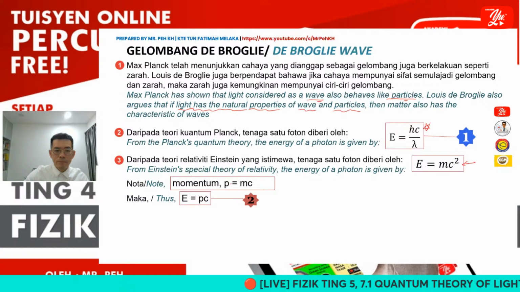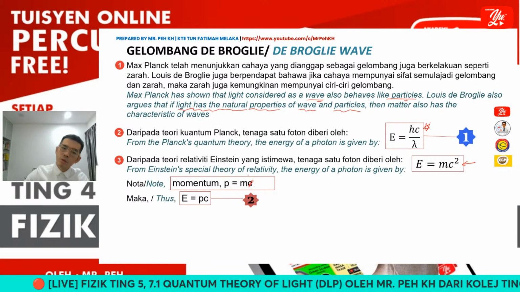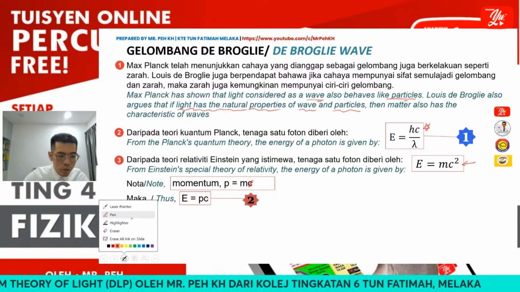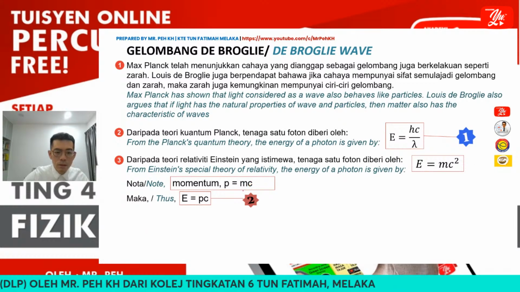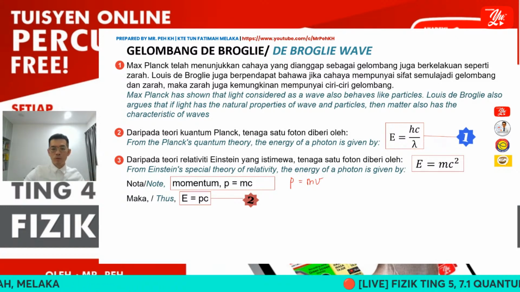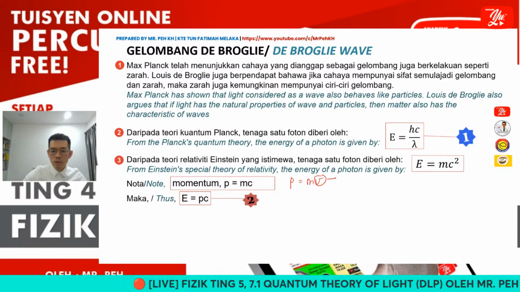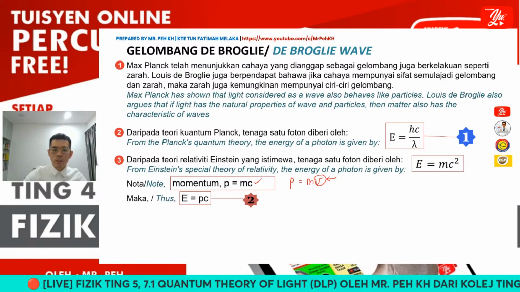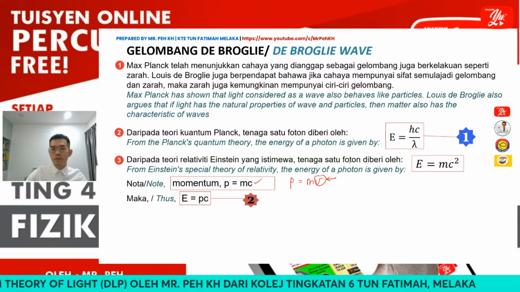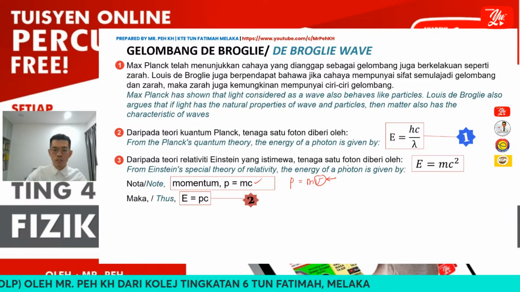Okay, so here you can relate the momentum equation where p equal to mv. For the momentum we use the formula mv, which you also learned already in chapter 2, form 4. So for v we use the symbol c, because the speed we use here is actually the speed of light, equivalent to 3.0 times 10 power 8 meter per second. Just now we explained already.